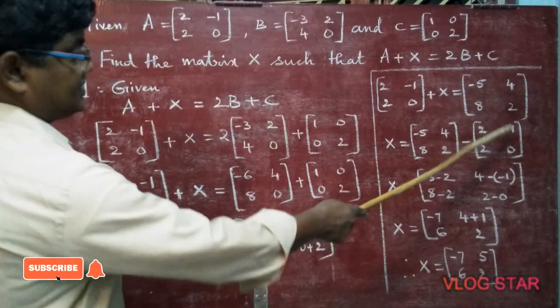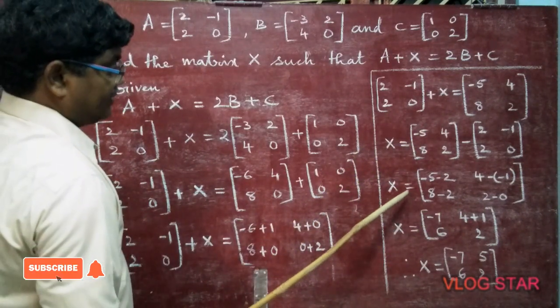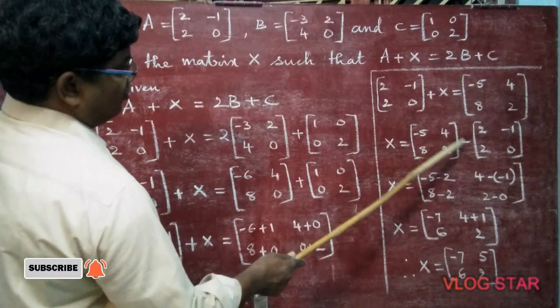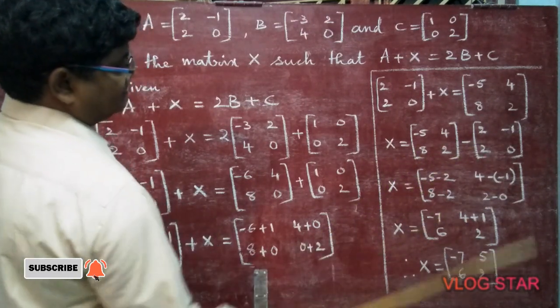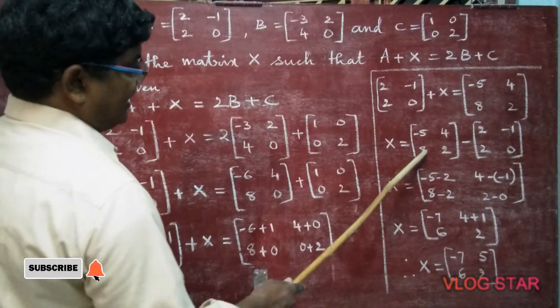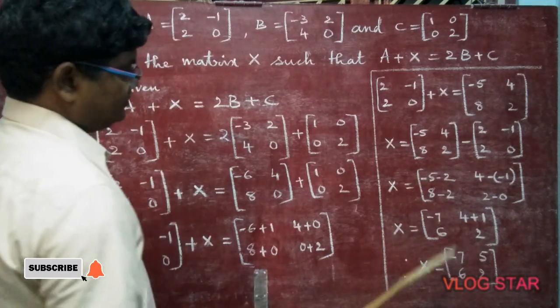Maintain social distance. Distance should be there. Now you are subtracting. X is equal to minus 5 minus 2, 4 minus of minus 1. It is compulsory to put brackets. 8 minus 2, 2 minus 0.